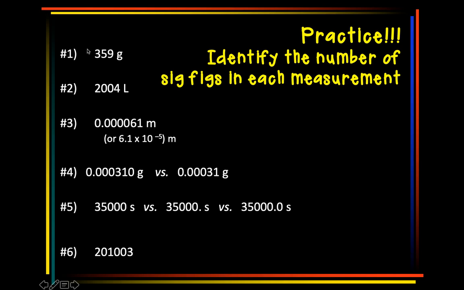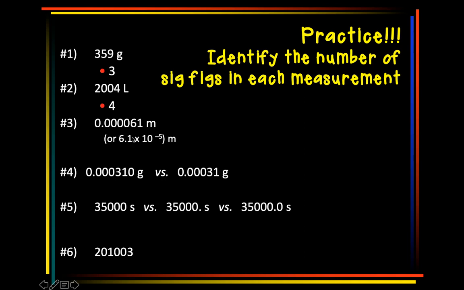Let's check sig figs. So take a look at number 1. 1, 2, 3 sig figs. Did you get it right? Non-zeros are always sig figs. How about this one? 1, 2, 3, 4 sig figs. Because the zeros are in the middle. They're not just placeholders because there's non-zeros on either side. They're more than just placeholders. They're exact to show it's exactly 2004. 1, 2, 3, 4.